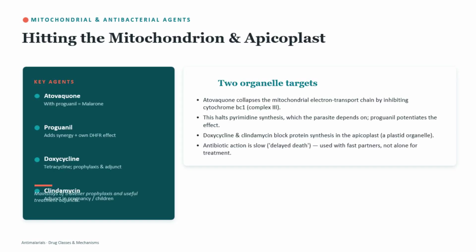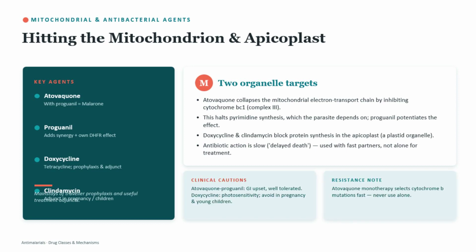Let me show you a group that hits two organelles. Atovaquone collapses the mitochondrial electron transport chain at cytochrome bc1, complex III, which halts pyrimidine synthesis, and proguanil potentiates it. Together, as you'll know them, they're Malarone.